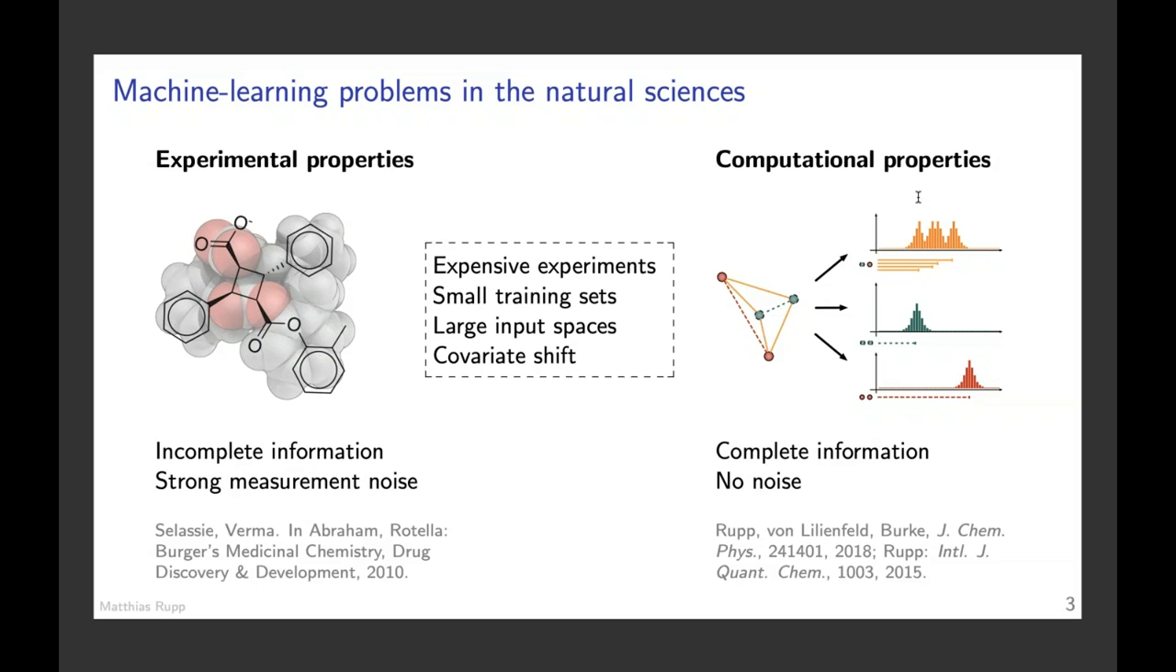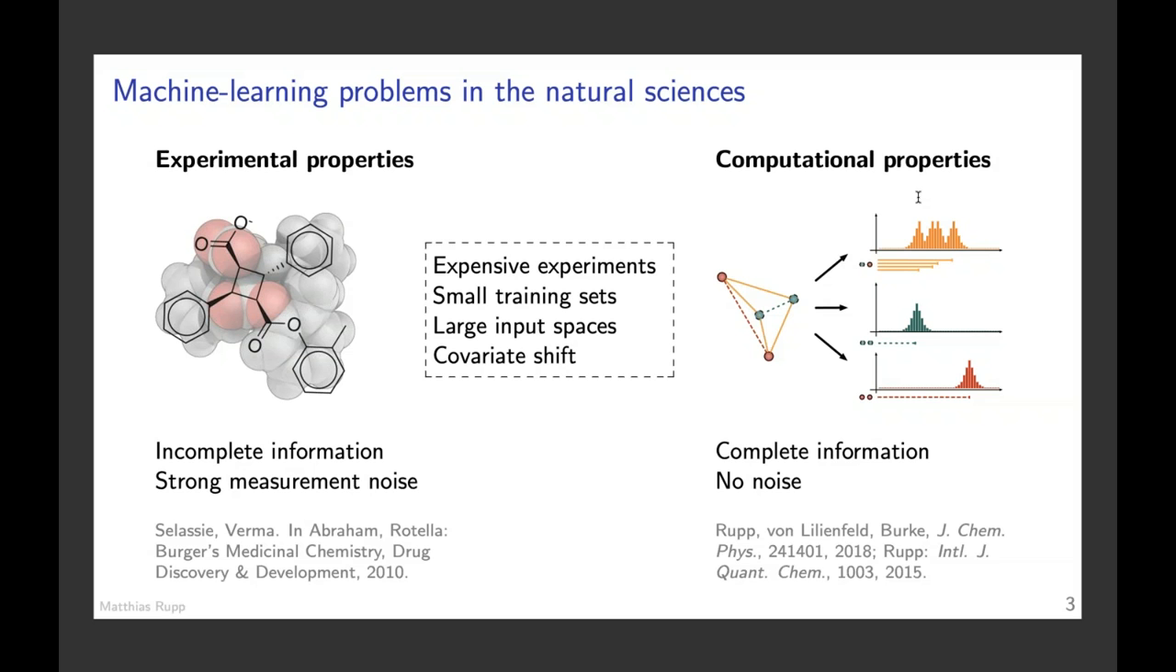And finally, there is almost always covariate shift. That means the data set on which we evaluate or apply our models is almost never the same distribution of data as our training sets where we created our models. And I'll come back to that in more detail, but that poses its own challenge.